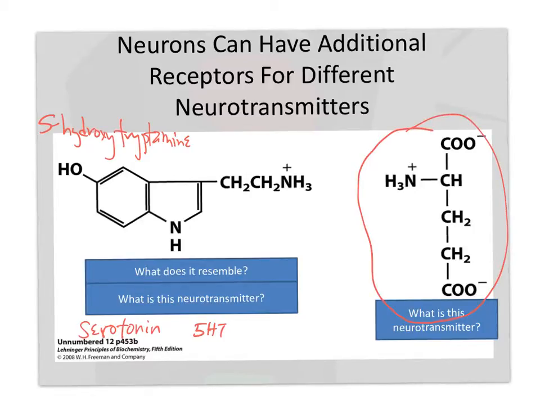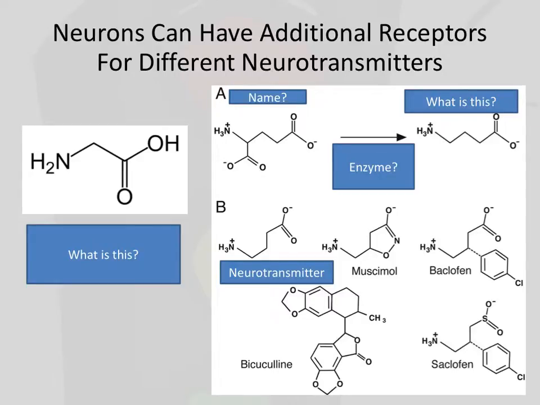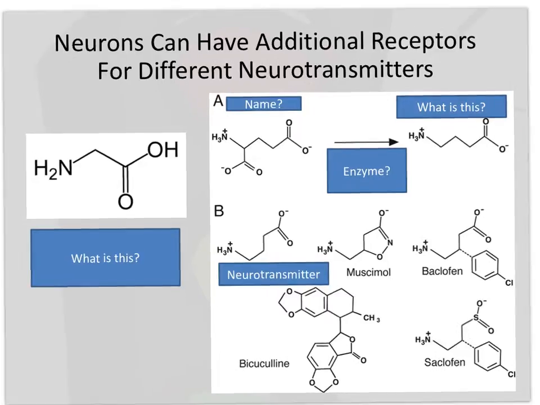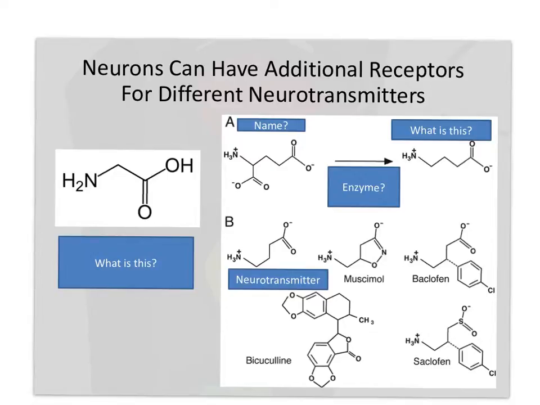Does anyone recognize this neurotransmitter? It looks like glutamate. Is it glutamate? It's not. Actually, it is. It's glutamate. And glutamate actually is also a neurotransmitter. So I just wanted to let you know that. There are neurons that have receptors for glutamate. So here's another example.